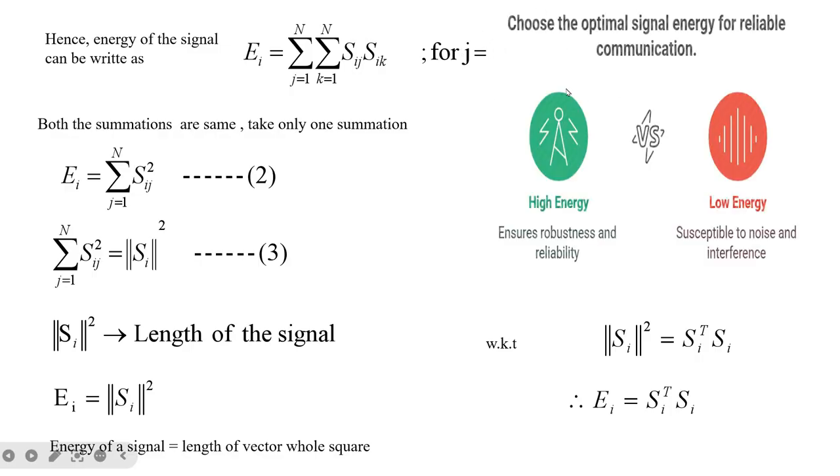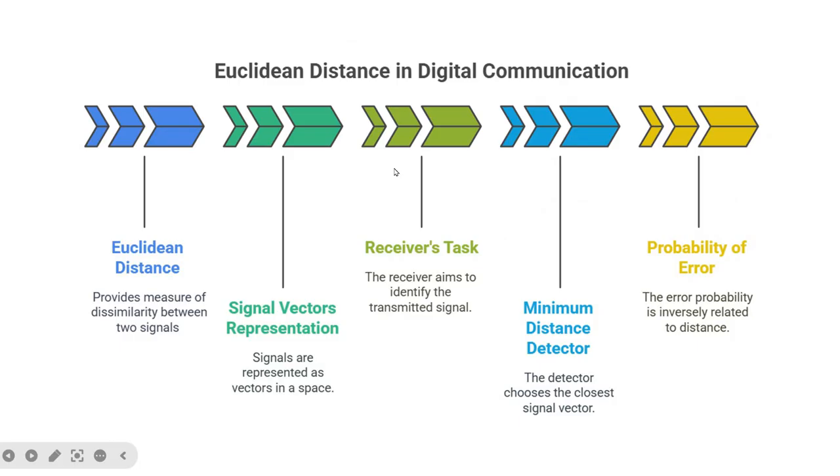Okay, one more thing here is that if you want reliable communication, then you have to choose the optimal signal energy. That is, if the energy of the signal is high, it will ensure robustness and reliability. If the signal energy is very low, then it will be susceptible to noise and interference. Okay. Now we will see about the Euclidean distance.